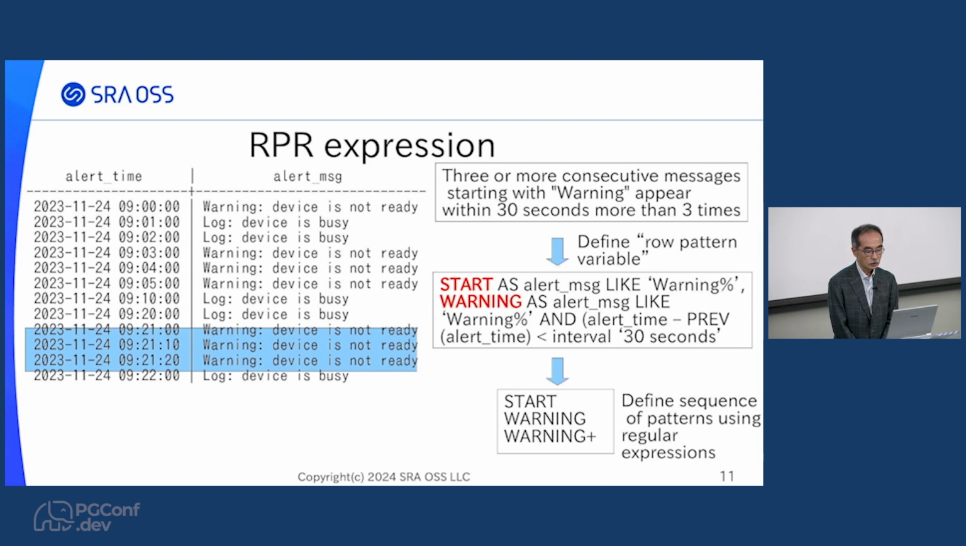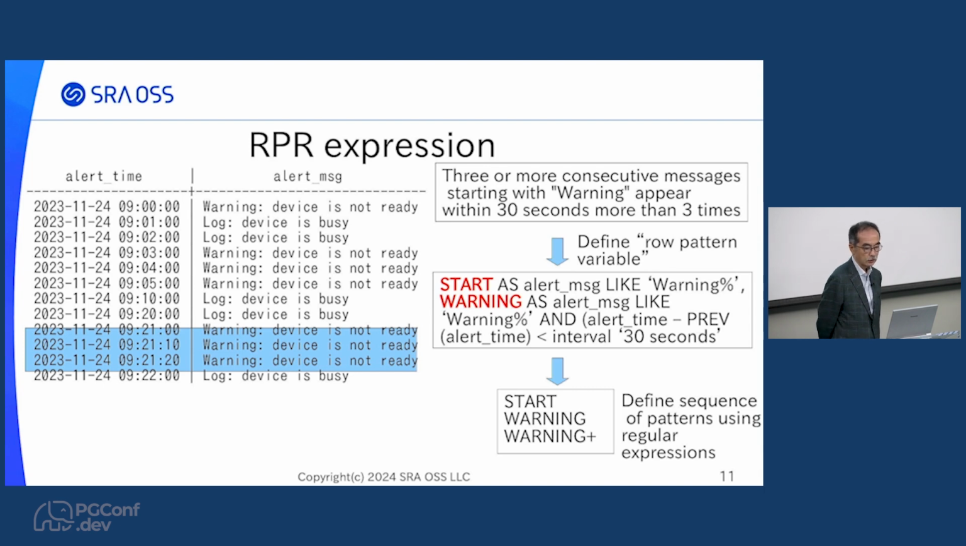Here we have 2 row pattern variables. The first one is start. This means that the alert message starts with the warning string, and then the warning pattern variable means that this one starts with an alert message, also warning, and the matching rows must happen within 30 seconds.